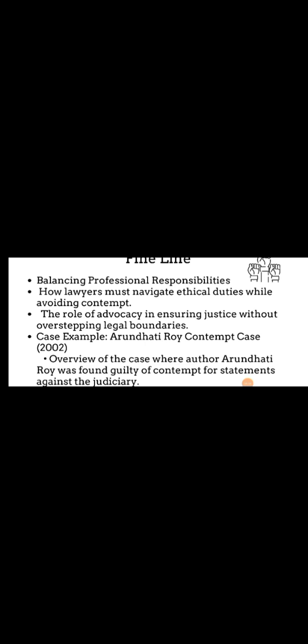First, try and understand this famous contempt case of Prashant Bhushan in 2020, which was for tweets critical of the judiciary. The judgment given by the apex court convicted him for criminal contempt. The discussion is on the balance between freedom of speech and respect for judicial authority, the implications for the legal community and public disclosure. So, a fine line for navigating ethics versus contempt: balancing professional responsibilities, how lawyers must navigate ethical duties while avoiding contempt, and the role of advocacy in ensuring justice without overstepping legal boundaries.